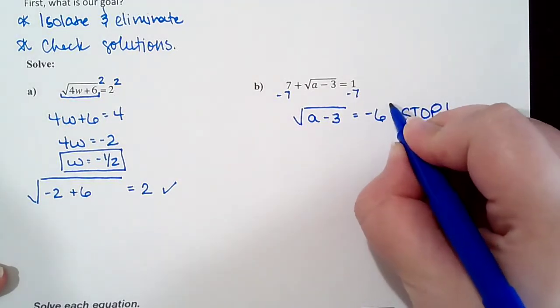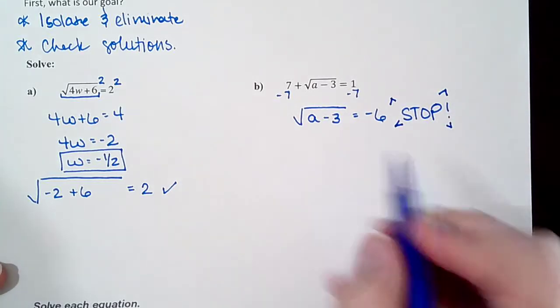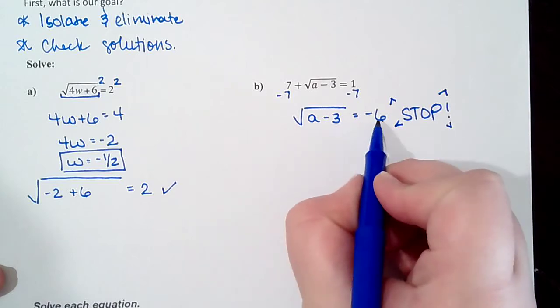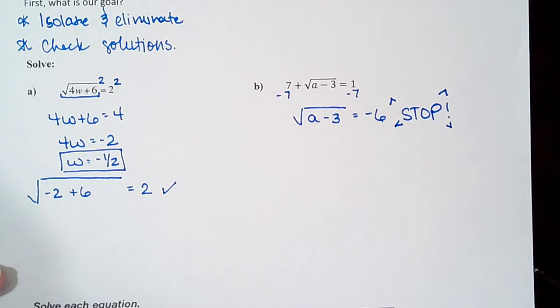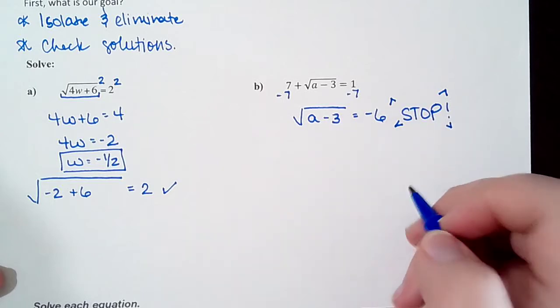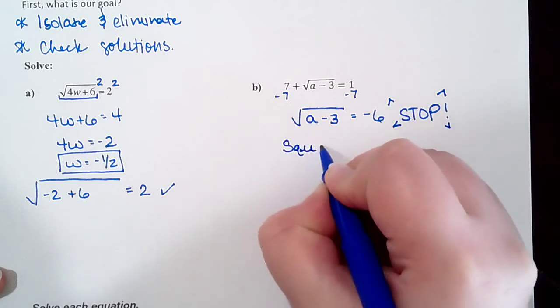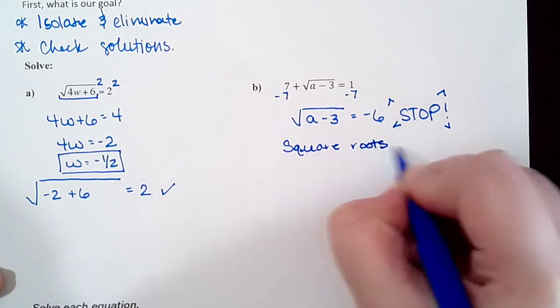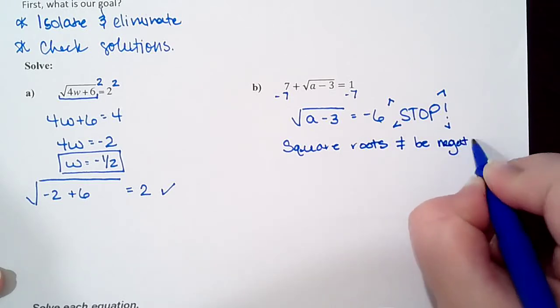Why am I writing stop here? Why is this suddenly a problem? Well, if we look at this, this equation says that the square root of something is equal to negative 6. However, from our previous knowledge, we know that square roots can't be negative because they create imaginary answers. So right here, if we see a square root equals a negative, we should immediately get a big red flag and recognize that square roots cannot equal or be negative.